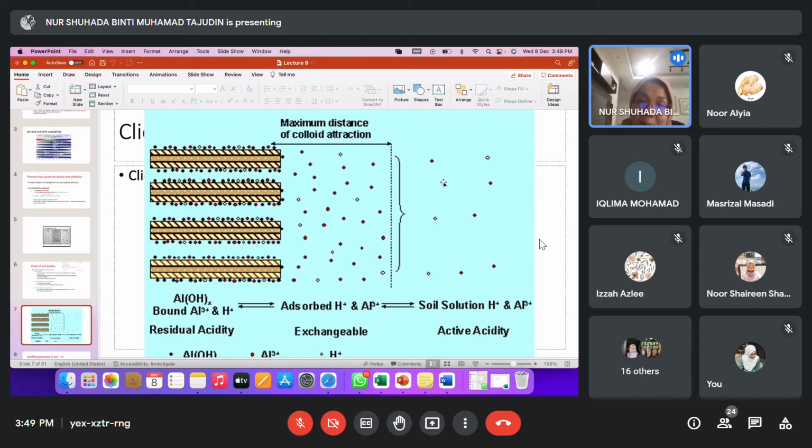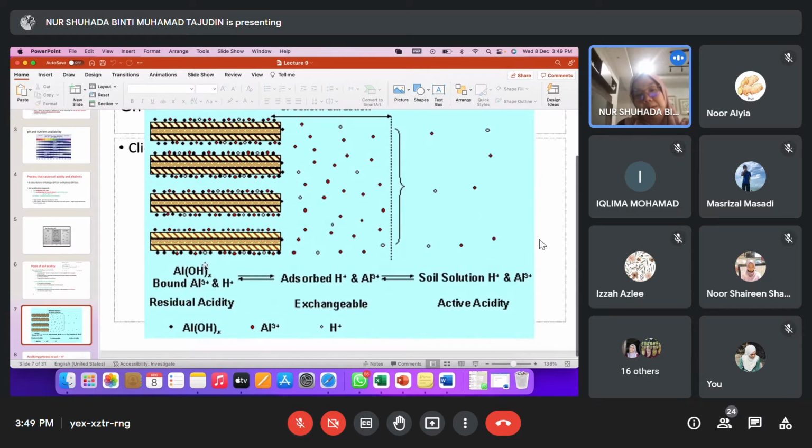While another one is you have what we call as active acidity. This acidity is H plus and aluminium 3 plus, which are floating inside the soil solution. Dah memang ada kat dalam soil solution. Dia swim around. Okay, but this one is exchange. Maksudnya dia absorbed. While residual, dia tak susah, it's not easily released lah. But the H plus and AL is there.